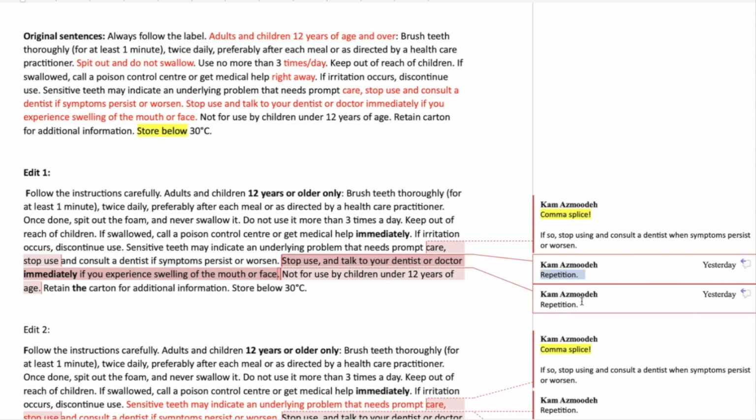So how will I fix that one? Not for use by children under 12 years of age. So we fix this problem right here by saying 12 years or older only. So we don't have to repeat ourselves here.